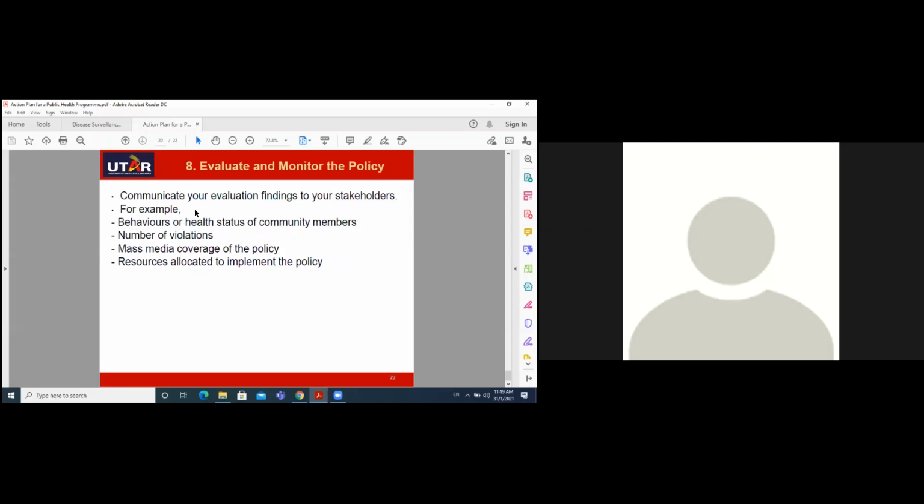So finally, we evaluate and monitor the policy that has been implemented here. All the while, we will communicate our findings to our stakeholders, either industrial or other academic institutions. And for example, behaviors or health status of community members. So we have the health report yearly, to look into whether our healthcare policy is effective or not.